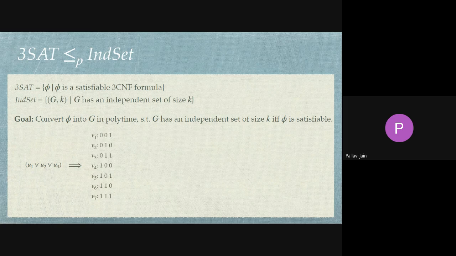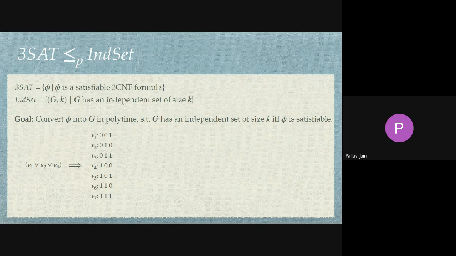So what we'll do is take one clause, since we are converting phi into G. Suppose you take the first clause, and with respect to this clause, we will add 7 vertices in the graph G. All these 7 vertices correspond to the partial assignments that satisfy this clause. The only assignment that will not satisfy it is all zeros, so we do not have a vertex corresponding to 0, 0, 0.